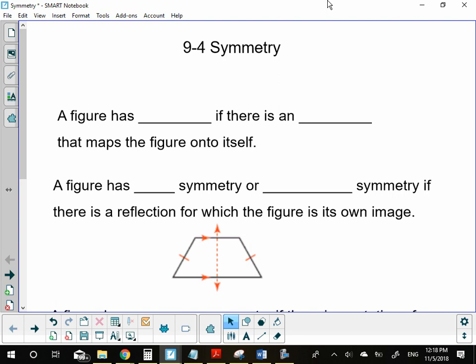Okay. So you guys describe to me what symmetry is, or where you see symmetry. Mirror. See that? What else do you see symmetry?